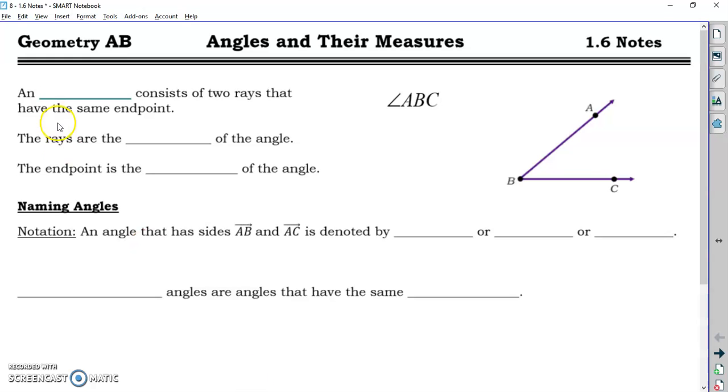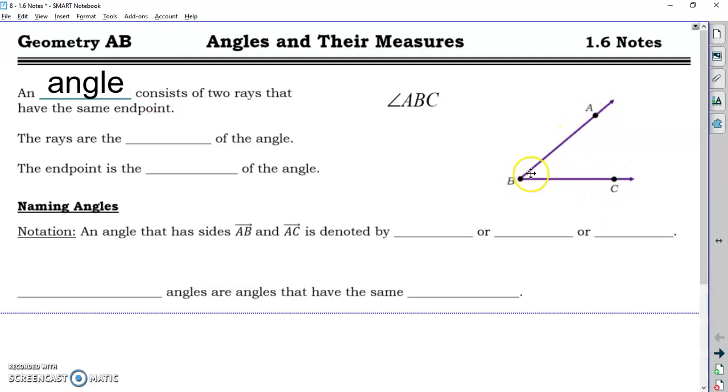Section 1.6, we're going to be talking about angles and their measures. So what is an angle? An angle consists of two rays that have the same endpoint. So for example, here we have ray BA and ray BC, and they share the same endpoint B.